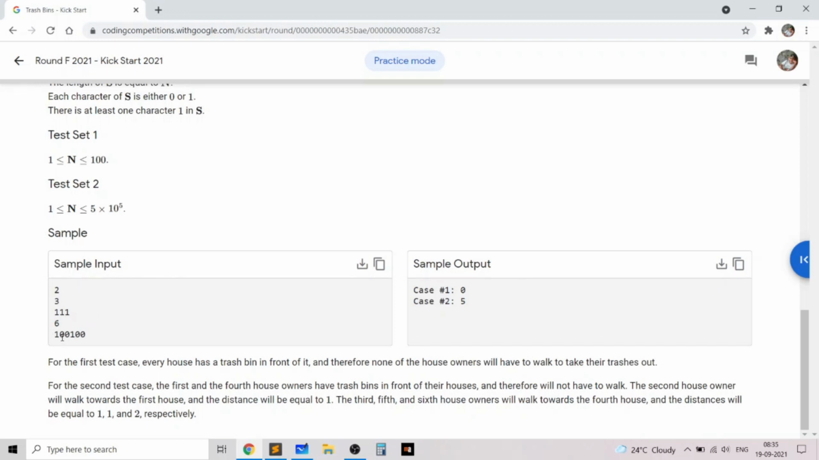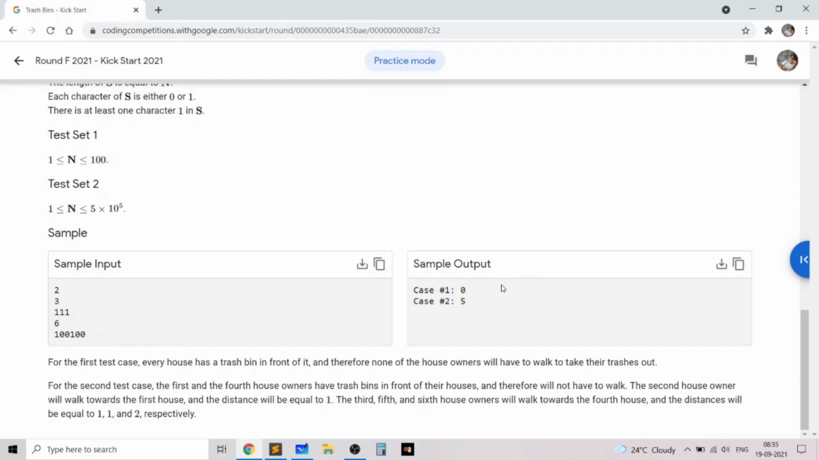so 0 is the answer because none of the owners will have to walk. In the second example, the second owner will go to the first trash bin, the third owner will go to the second trash bin. So these two owners have a cost of 2 respectively. The fifth owner will go to the fourth owner and he'll have a cost of 1. So the total cost so far is 3. And the last owner will go to the fourth owner and he'll have a cost of 2. So the total cost is 3 plus 2, which is 5. And you can verify that this is the correct output.